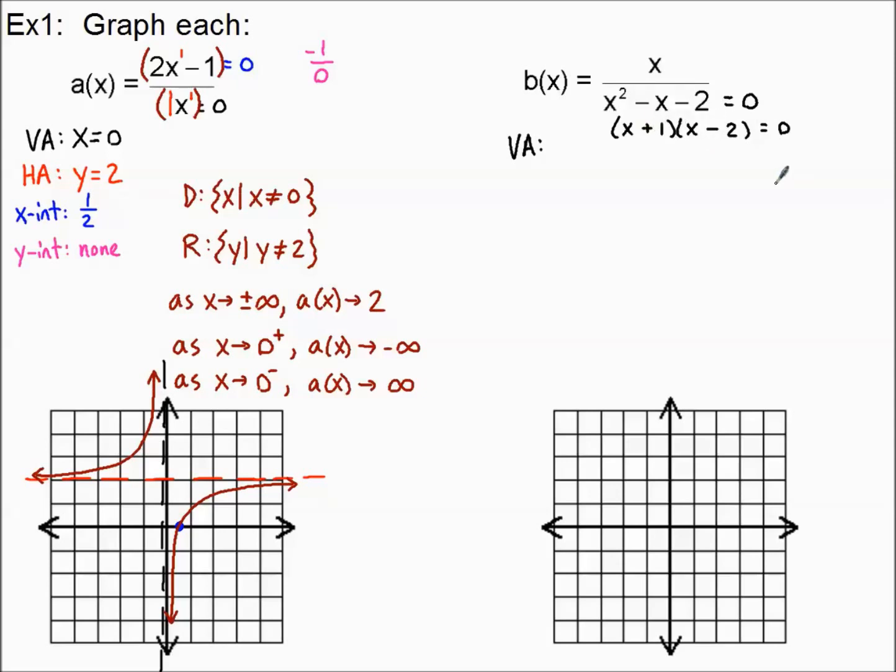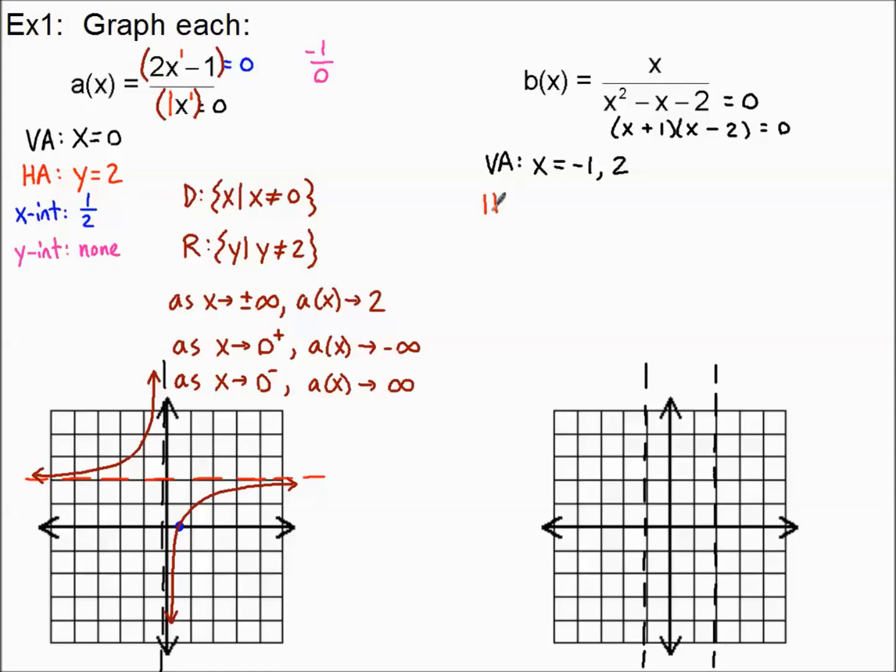That should work. Once it's in factored form, it's easier to see what my vertical asymptotes will be. There are two of them. x equals negative 1 from the first factor and 2 from the second factor. Okay, so that's kind of nice. We have our first example where we have two vertical asymptotes. One's here at x equals negative 1, and the other is right here at x equals 2. So we'll see what that does to our graph.